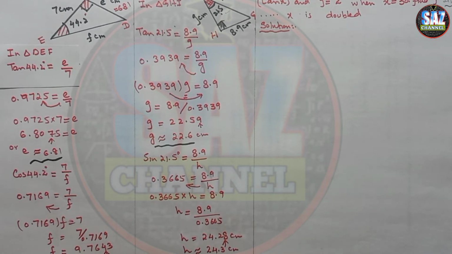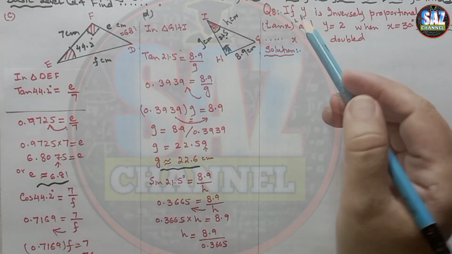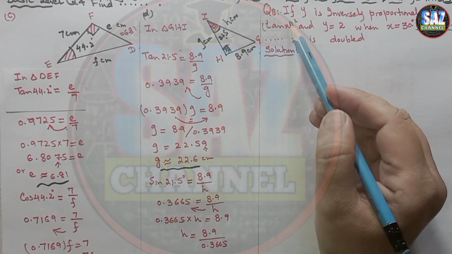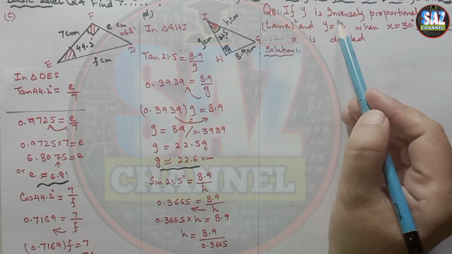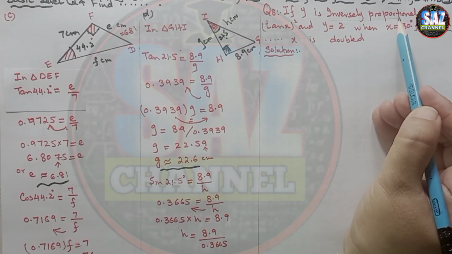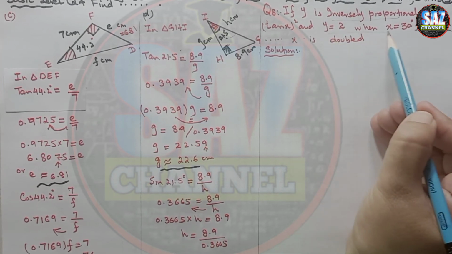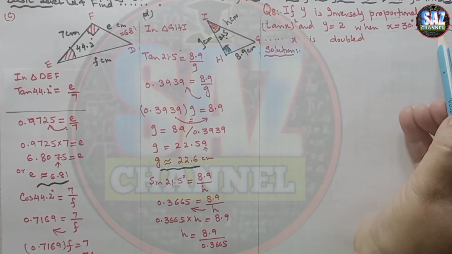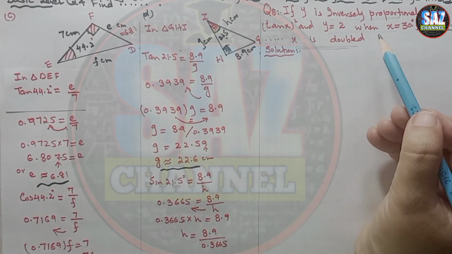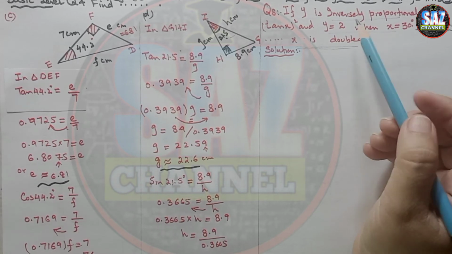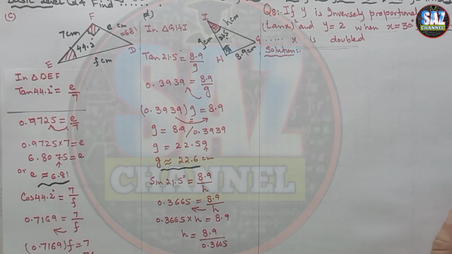And let me go to the next question and let me read the question from the book. As the questions are long, I am writing the questions in short form, and we will be reading the question carefully from the book. Question says, if y is inversely proportional to tangent x whole square and y is equal to 2 when x equals 30, find the value of y when x is doubled. The question is given that y is inversely proportional to tangent x square.